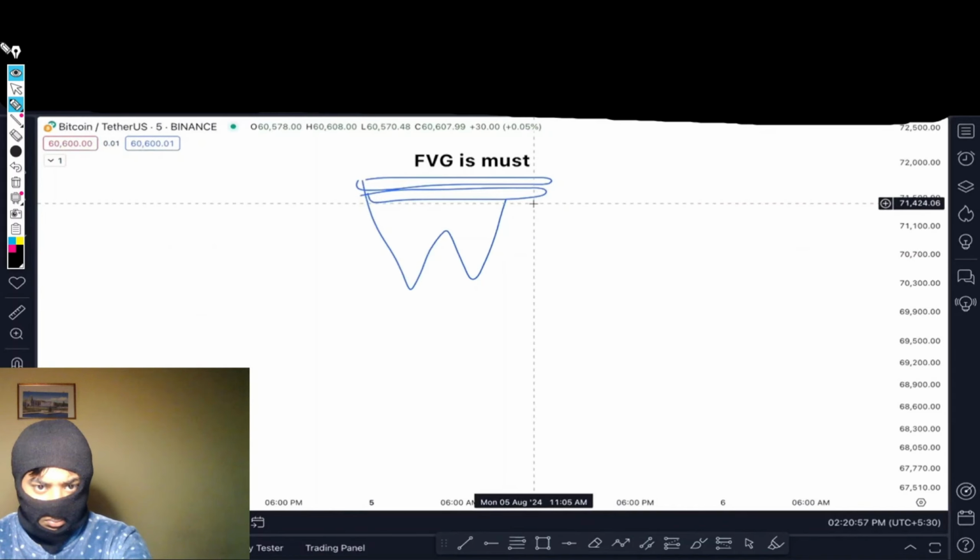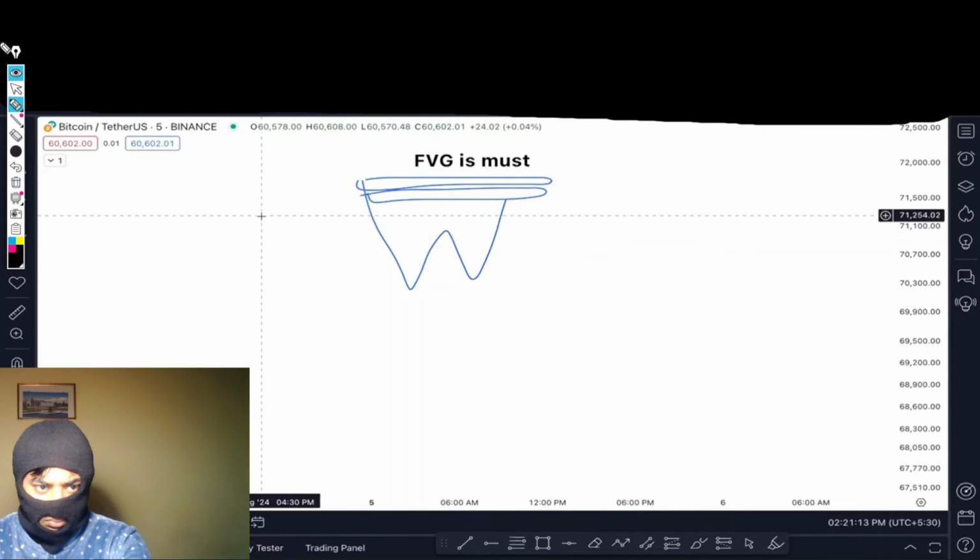Just look, if we start one by one, we can't jump straight to 8, 9. We have to go step by step, like 1, 2, 3, 4. Only then will we understand the full picture, okay? What you need to do and where you actually need to take the trade, okay?